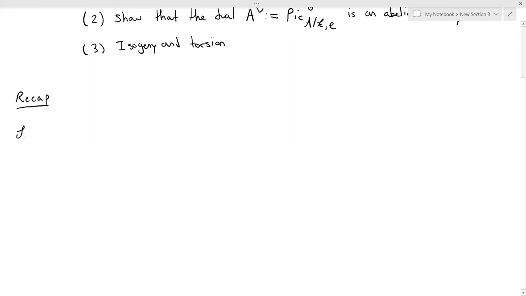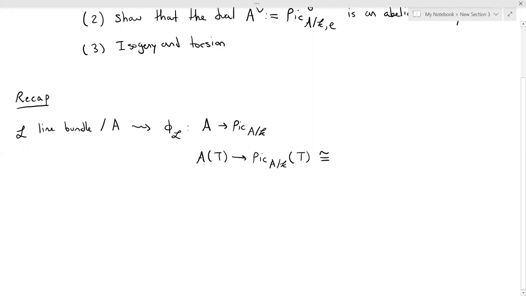So recall from yesterday that if L is a line bundle on A, where A is an Abelian variety, then it induces a map phi sub L from A to the Picard scheme. It's defined on T points, where the T points of the Picard scheme we identified with the rigidified line bundles with respect to T, modulo isomorphism. So what did it do? Well, it sent a T point of A to what?